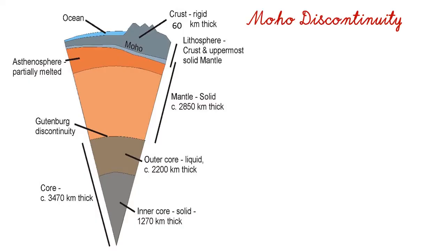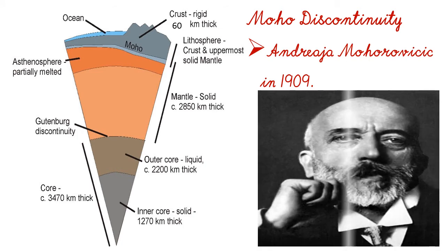Now let's discuss Moho discontinuity. The first realization of a distinct layer of the earth was made by Andrija Mohorovičić in 1909. He was a Yugoslavian scientist and meteorologist. He was the first one to notice, in 1909 when there was an earthquake, the discontinuity between the crust and the mantle. Later, it was known as Moho Discontinuity.